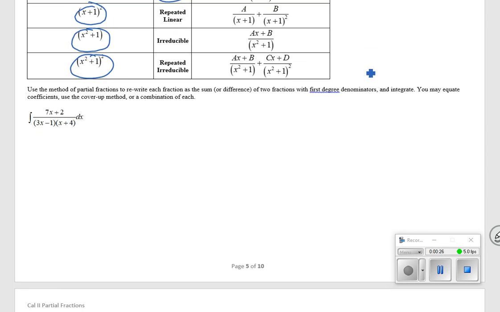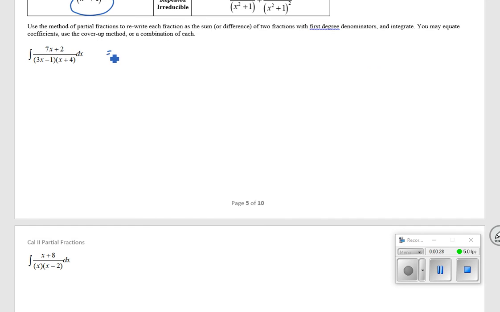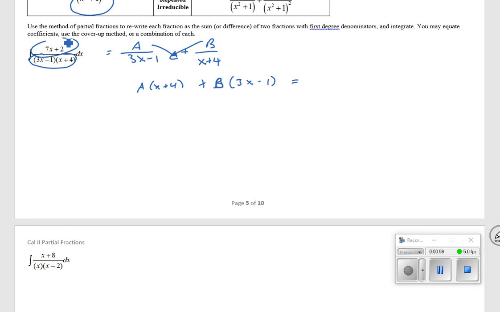If we're going to take this and split it up, then we're going to have a over 3x minus 1 plus b over x plus 4. And when we find a and b, we have finished the algebra, and we're ready for the calculus. Now, multiplying by this, I have a times that plus b times that equals that.